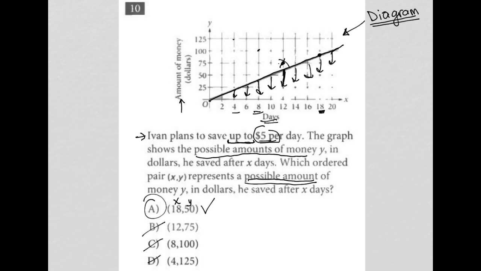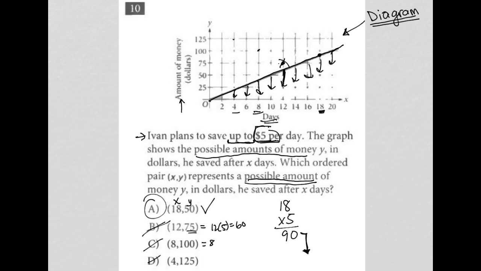The mathematical way to answer this as well is you can say, well, the question says up to $5 per day. So if I just said 18 represents days and I multiply that by 5, that would be 90, right? And because it's up to, it's basically anything 90 and below. And I just do the same thing here. So 12 times 5 is 60, but 75 is above 60. So that's why that's gone.